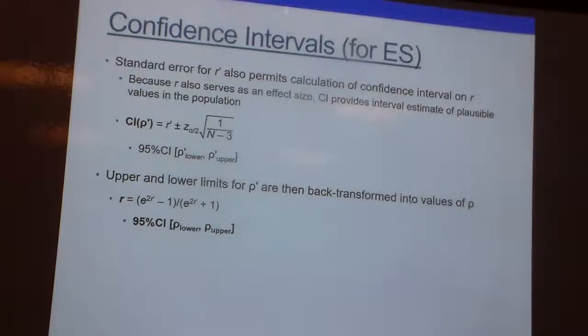So if I want to work backwards from my Fisher R to Z, my R prime, I take base e to the 2 times R prime minus 1, and take that divided by base e to the 2 times R prime plus 1. So to go back through, that's going to back translate our Fisher R to Z transform into correlation coefficients, and then we just plug in the upper and lower values there.